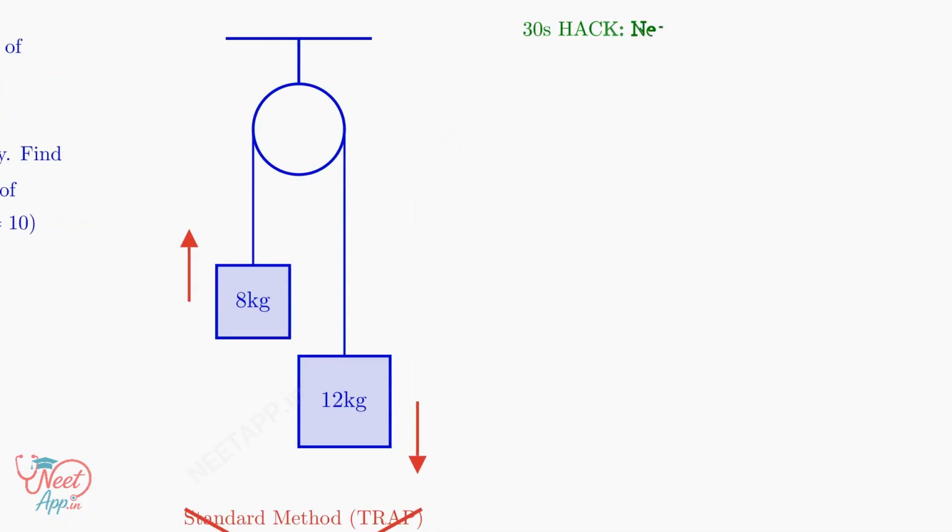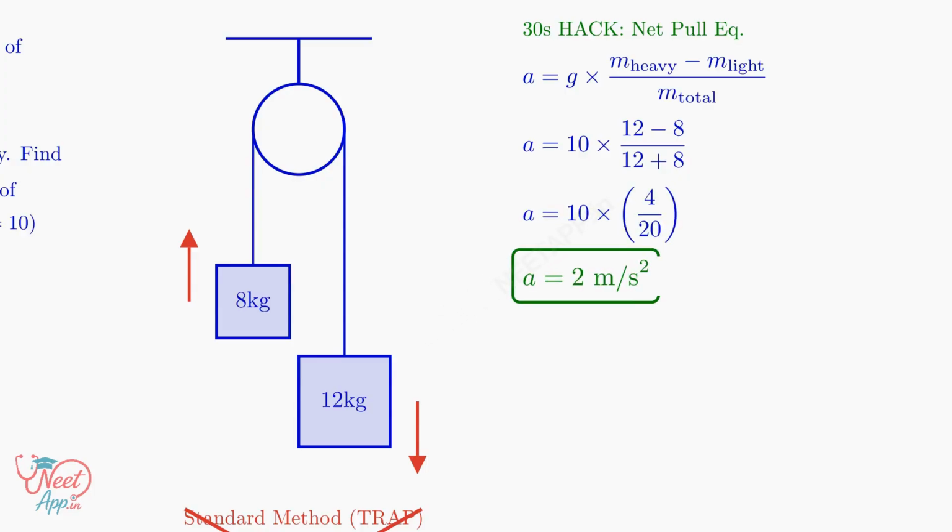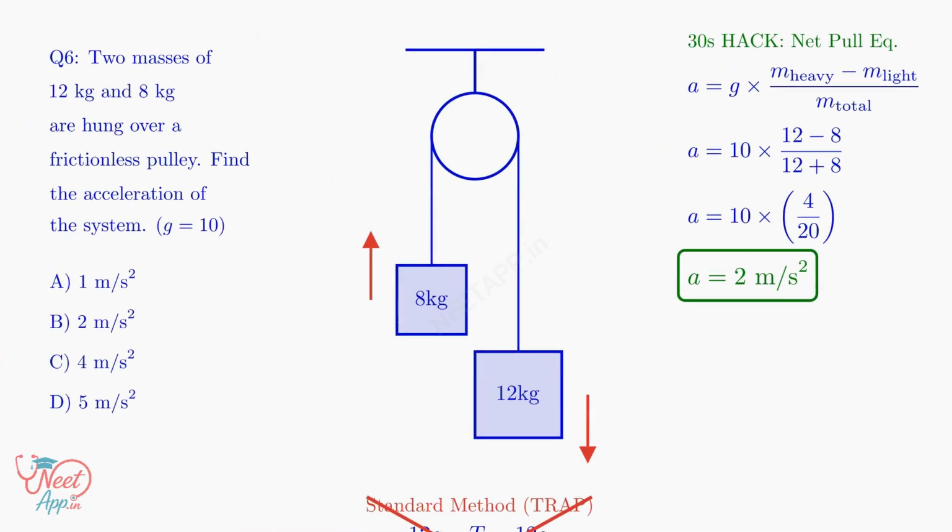Here is your 30-second net pull hack. Acceleration is simply gravity multiplied by the difference in masses divided by the total mass. Let's plug the numbers. 10 times 12 minus 8 over 12 plus 8. That is 10 times 4 over 20, which perfectly simplifies to 2 meters per second squared. Option B is our final correct answer. Heavy minus light over total mass is all you need for pulleys. That wraps up part 1.